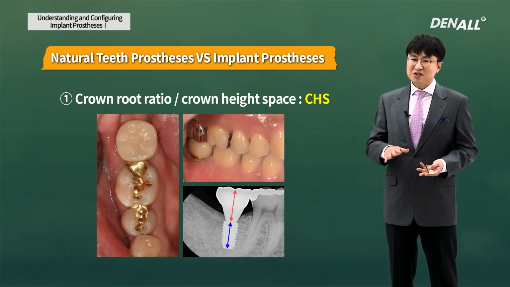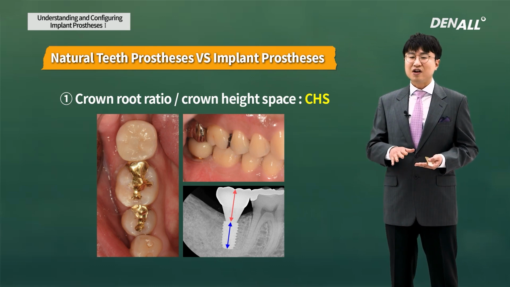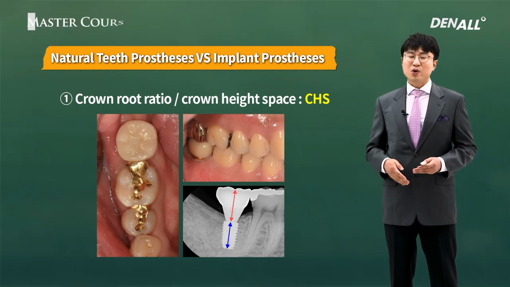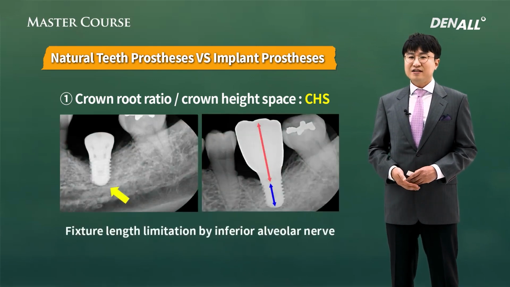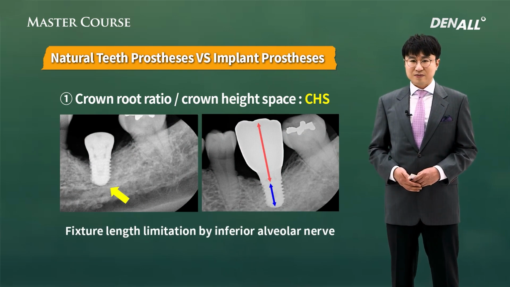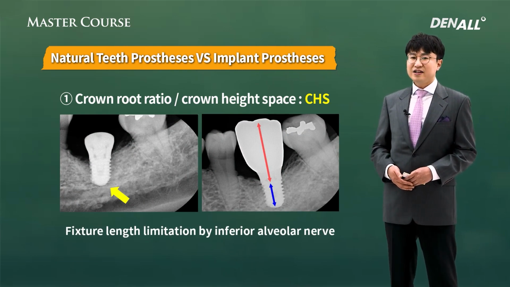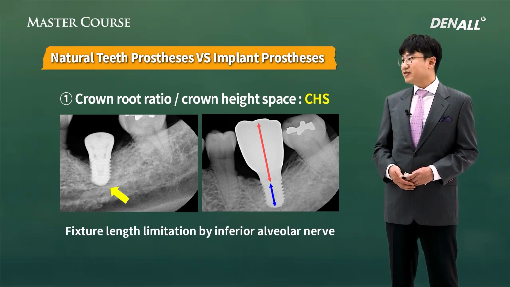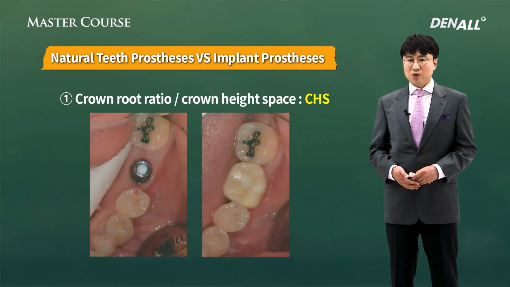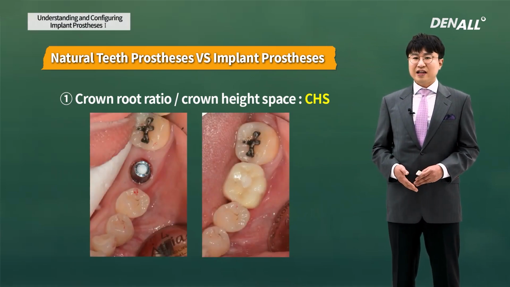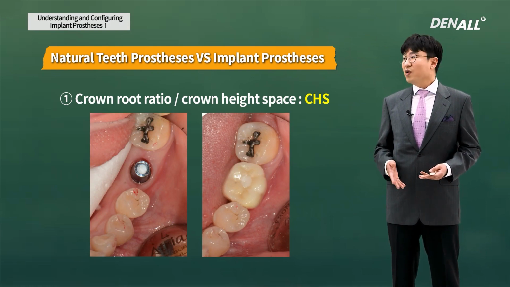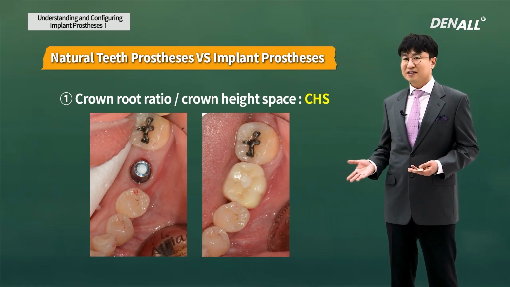To improve the ratio, risking damage to the inferior alveolar nerve by trying to place a longer implant is not something you have to do. Even with a high crown-root ratio and less crestal tissue attachment, an SS fixture could be used for such conditions. In the master course, I'm going to talk about fixtures that meet different conditions, and you can learn more about that.